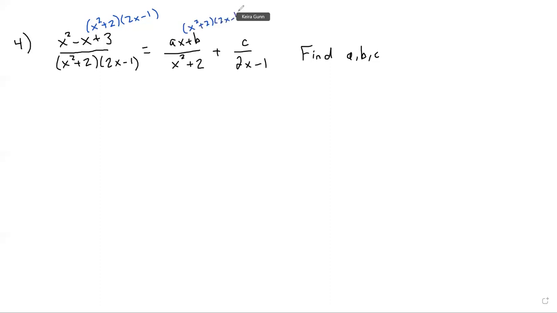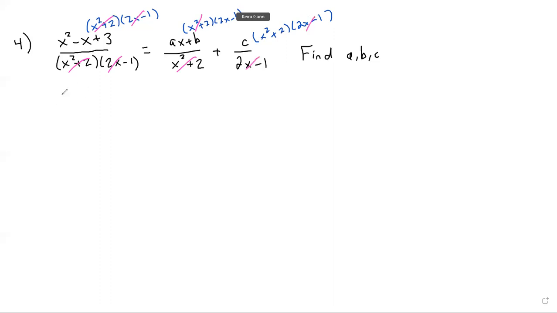So when I multiply through on the right, just remember we do have to multiply it by each term. When we do this, we'll get some cancellation. On the first one, it will cancel with everything. On the second one, we just have that x squared plus 2 on the bottom, so those are going to cancel. And on that last one, we just have the 2x minus 1, which is going to cancel.